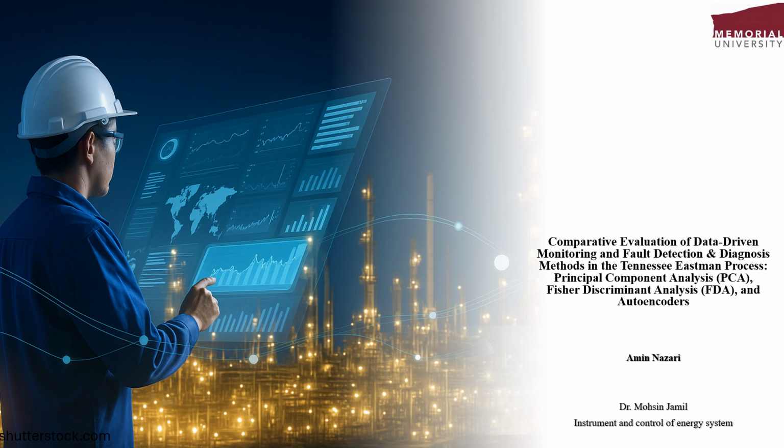Today, I present my project with the title of Comparative Evaluation of Data-Driven Monitoring and Fault Detection and Diagnosis Method in the Tennessee Eastman process. In this project, we're going to look at three feature reduction methods. The first one is PCA, Principal Component Analysis. The second one is FDA, Feature Discriminant Analysis. And the third one is autoencoder and decoder.